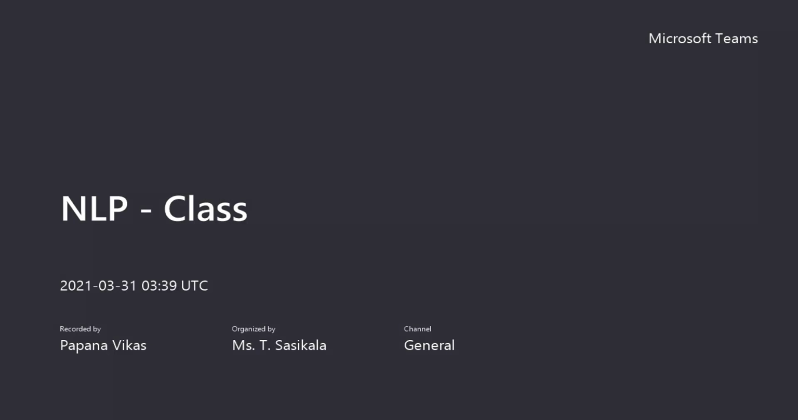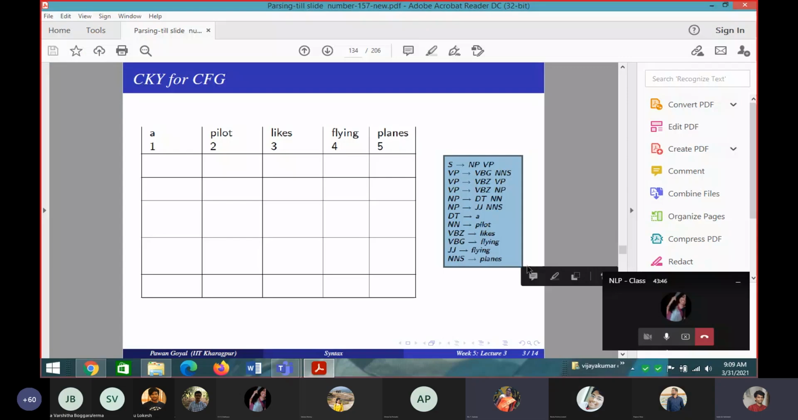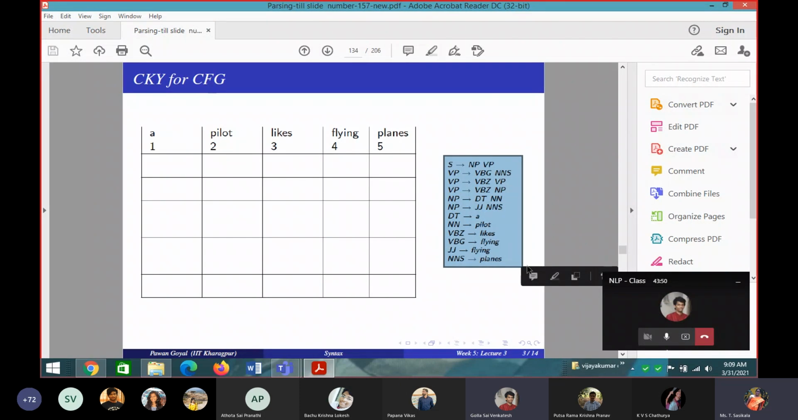Grammar satisfies CNF? Yes. Either the RHS should have exactly two non-terminals or a single terminal. So this is fine, right? So now the grammar is there, the sentence is there.